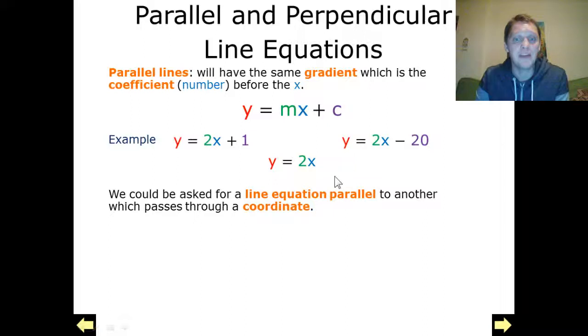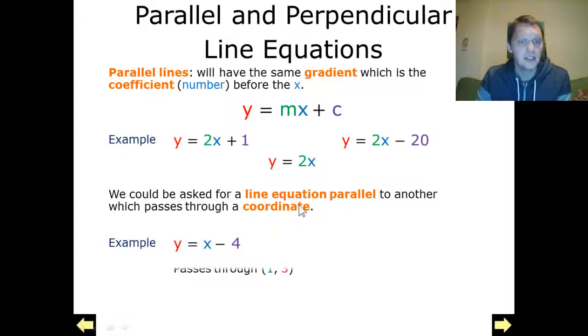We could be asked to give a parallel line equation which passes through an exact coordinate. So y equals x minus 4 is my example for this, and I need it to pass through (1, 3). So using my line equation, y equals x plus c, I haven't used the number before the x because I haven't got a number before it here. I've actually got an imaginary 1 in front of my x in these two examples. I'm now going to substitute in my y for 3, my x for 1. So I've got 3 equals 1 plus c.